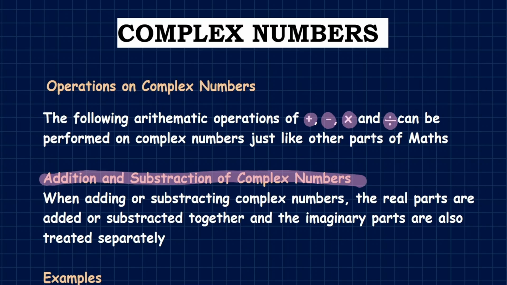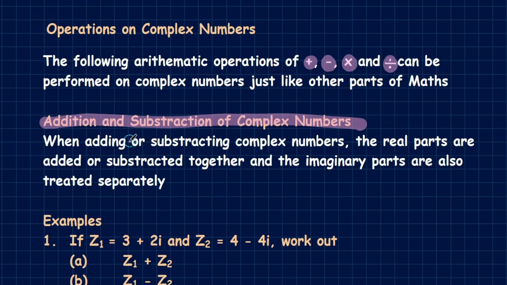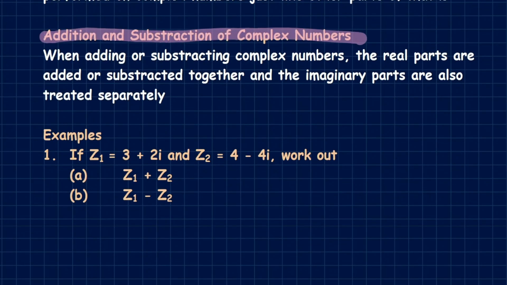Now we need to know this simple rule for us to start looking at some examples. It says, when adding or subtracting complex numbers, the real parts are added or subtracted together depending on the sign. If you're adding, you add the real parts together, and if you're subtracting, you also subtract the real parts. And the imaginary parts are also treated separately. The same applies to the real part and imaginary part. You work them separately.